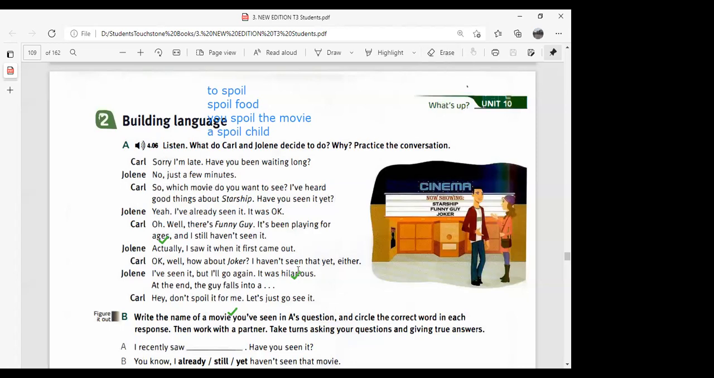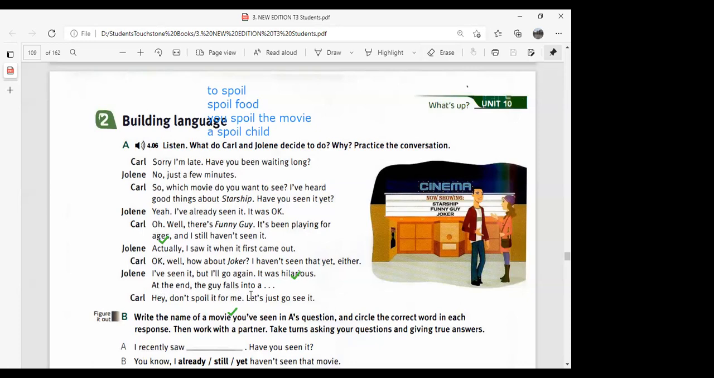Hilarious. Hilarious. Practíquenla, por favor. Practice this word. Nadie la puede pronunciar bien. Hilarious. El estrés va en la A, ¿verdad? Que suena como E. Hilarious. You don't pronounce the O, hilarious.